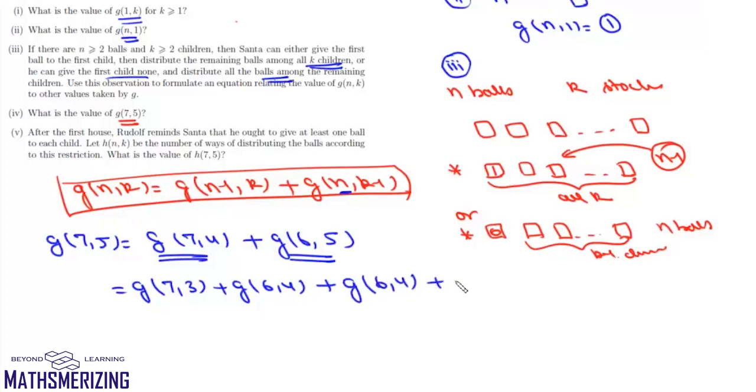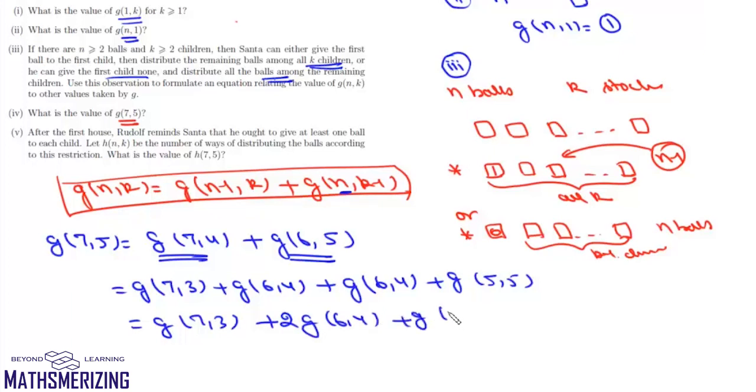Here we can write G(6,4) and G(5,5), which is G(6,5) plus 2G(6,4) plus G(5,5). Now we'll keep using this recurrence relation and using the fact that the value of G(1,k) is k and value of G(n,1) is 1, we'll get this result as 330.